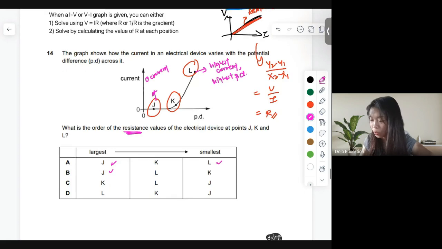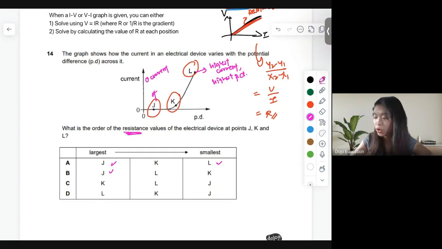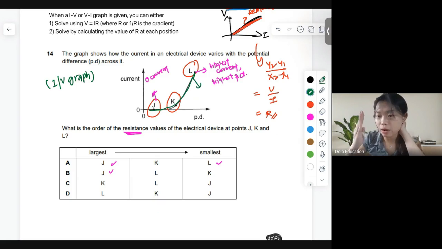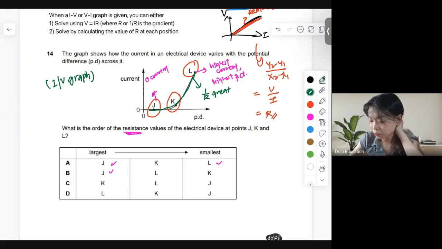But in this case, you can actually see from the graph also. So, right, this one is an IV graph. Okay, IV graph. And then the line in between is not the resistance, right? It's 1 over R. So this one means it's 1 over R. So 1 over R, do you realize at L is the steepest? So 1 over R is the greatest at this part, at L.